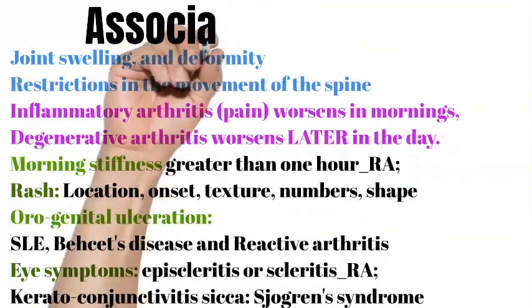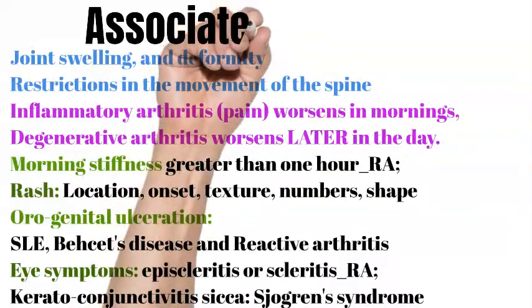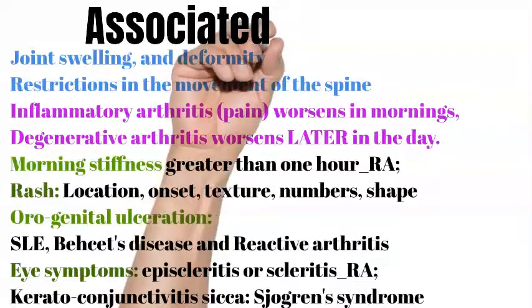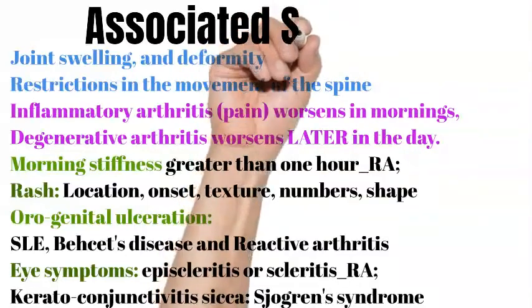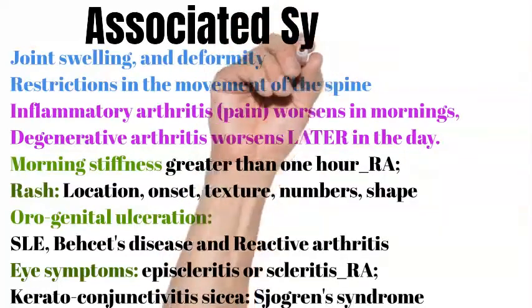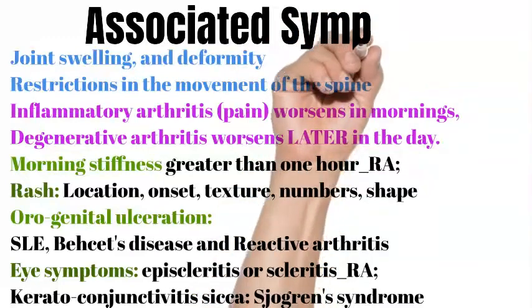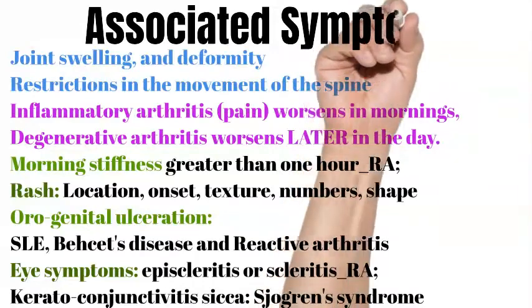Rash: ask about, where is the skin lesion? When did you first notice the skin lesion? How does the skin lesion feel when you touch it? How many skin lesions are there? What shape are the skin lesions? Next, ask about orogenital ulceration. Oral ulceration is associated with systemic lupus erythematosus, Behçet's disease, and reactive arthritis.